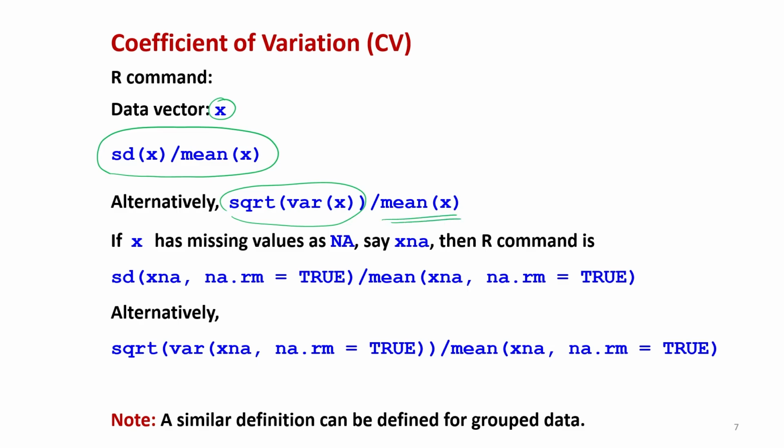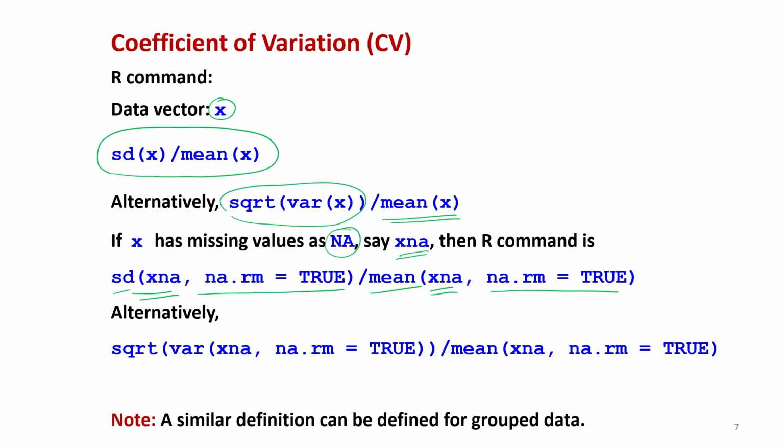In case your data vector has some missing values indicated by capital N, capital A, and this data is stored in, say, the XNA data vector, then the R command to find the coefficient of variation will be simply the same, but you have to be careful that the commands for standard deviation and mean are to be used with the option for when the data is missing. So I use SD of XNA with the option na.rm equal to TRUE divided by mean of XNA with na.rm equal to TRUE, right.